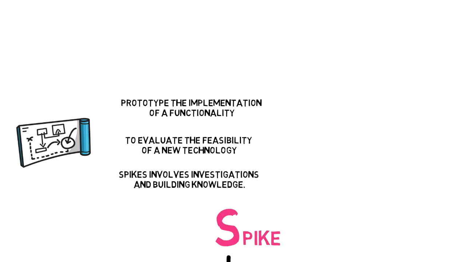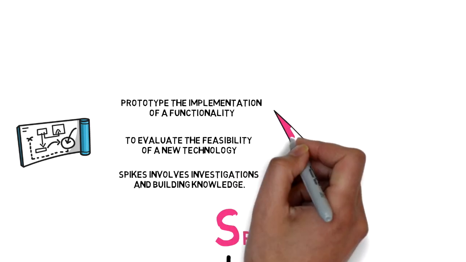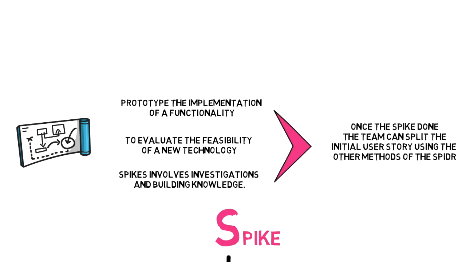Spikes involve investigations and building knowledge. The reason why I kept the spike at the end is that when the team is looking to split a user story, they should first start by using the other techniques before thinking about the spike. Spike should be used only if the team didn't manage to use the other methods. Once the team have a better understanding of the user story and the technology to be used with the spike, then they can work on splitting the initial user story using the other methods of the S.P.I.D.R.